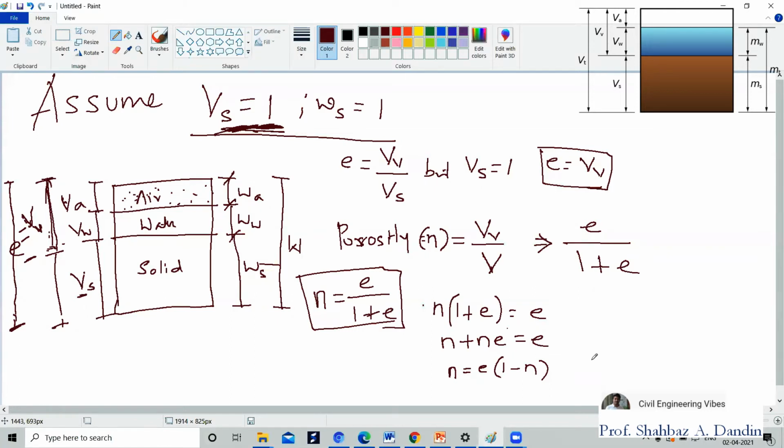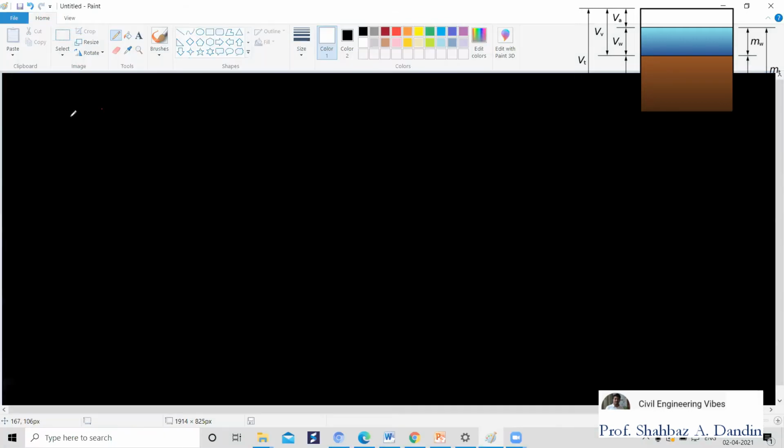Finally, I can put another relationship: e is equal to n upon 1 minus n. Yes, very nice. This is another relation to find out the voids ratio. These are the two relationships. Clear enough? This is the relationship between voids ratio and porosity. If the question asks to find the relationship between voids ratio and porosity, then you can go with this.